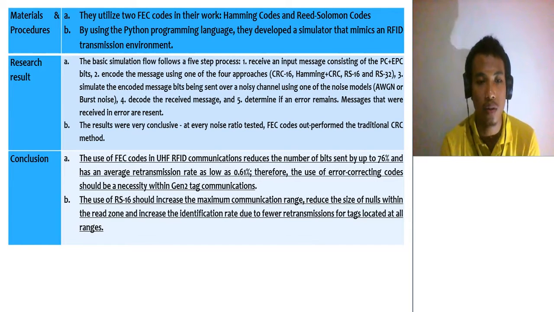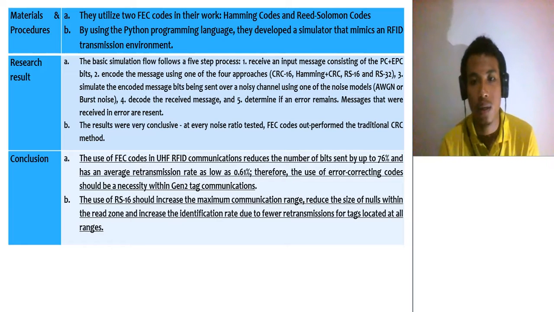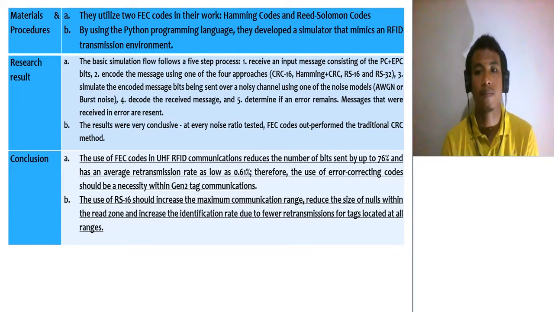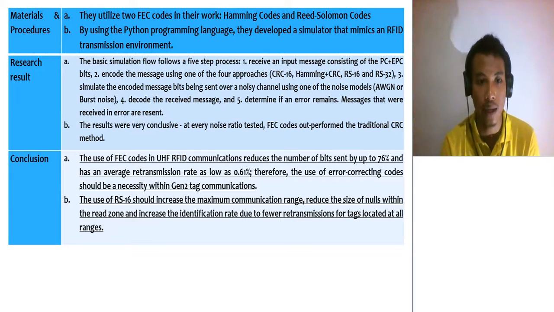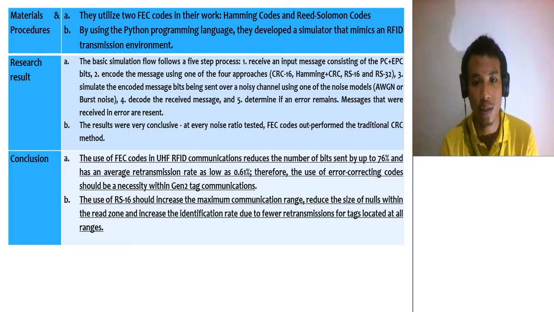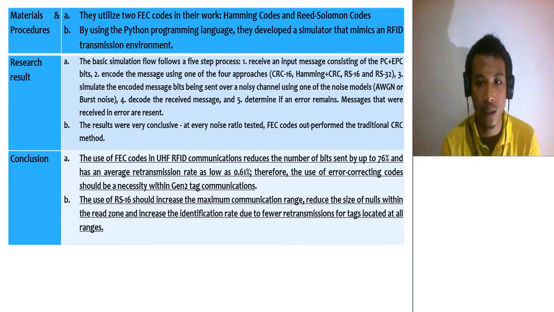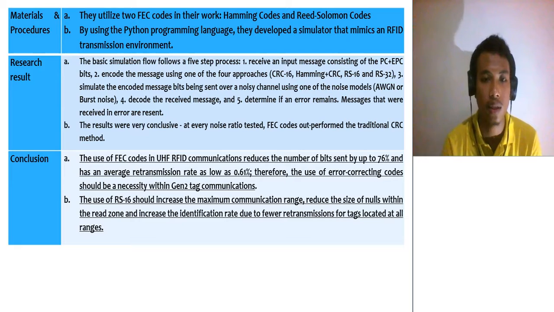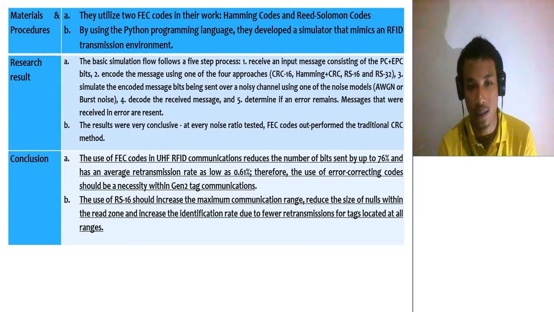And the conclusions from this paper are: number one, the use of FEC code in ultra-high frequency RFID communication reduces the number of bits sent up to 76% and has an average transmission rate as low as 0.61%. Therefore, the use of error correction codes should be a necessity within the second generation communications.